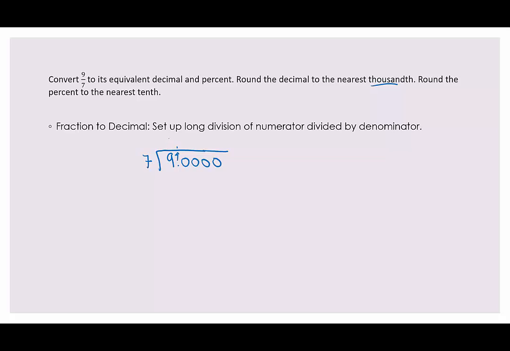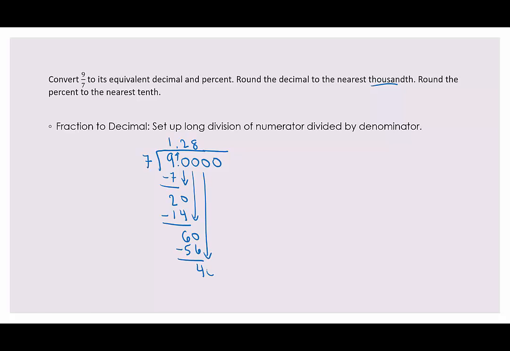7 goes into 9 1 time. 9 minus 7 is 2. Bring down a 0. 7 goes into 20 2 times. 2 times 7 is 14. 20 minus 14 is 6. Bring down a 0. 7 goes into 60 8 times. That would be 56. 60 minus 56 is 4.